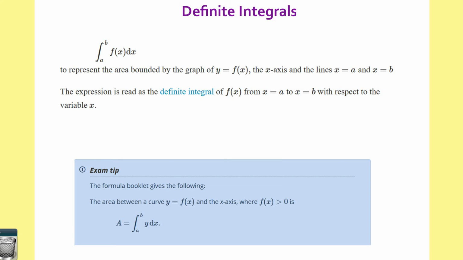So, definite integrals. This is how the book writes it. This is the fancy wording, and this is how you explain it. It represents the area bounded by the equation and the x-axis and the lines x equals a, your lower bound, and x equals b, your upper bound. The formula booklet will give you this. It tells you that the area between a curve and the x-axis is this, so you just have to remember what the integral is. But we know our calculators, right?